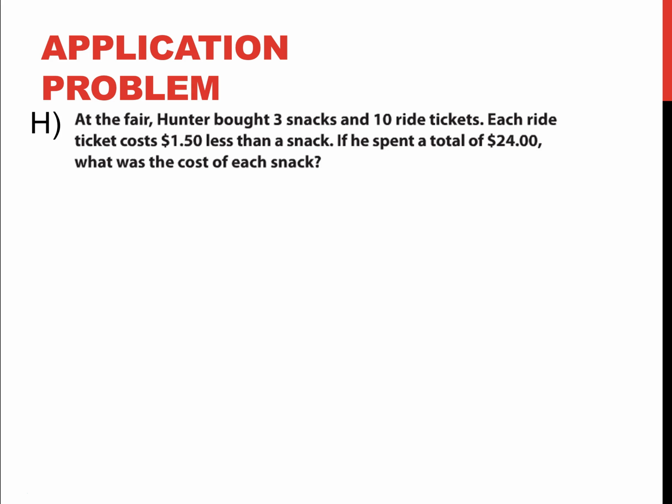So what we've got to do is use the information they give us. Now we're going to assume that all the snacks cost the same and that all the ride tickets cost the same. So if 3 snacks and 10 ride tickets are what we purchased, let's let X equal the price of the snacks, and then the problem tells us each ride ticket costs $1.50 less than a snack. So that's X minus 1.5 equals a ticket.